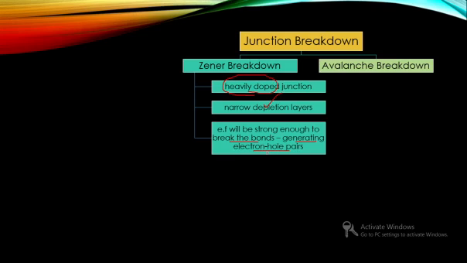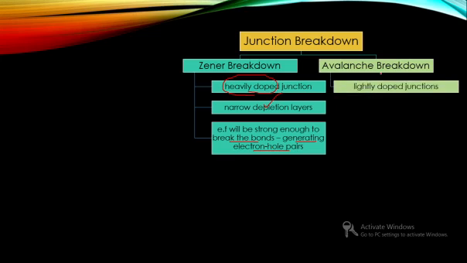Because it is a very narrow depletion layer, the barrier potential is very narrow, so it is easy to overcome the barrier potential in that case. It is very easy to break the bonds. The applied voltage will easily generate electron-hole pairs. If electron and hole pairs are created, you can see a very huge amount of current flow even in the reverse direction.